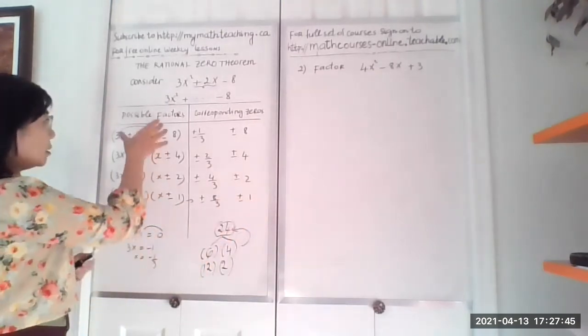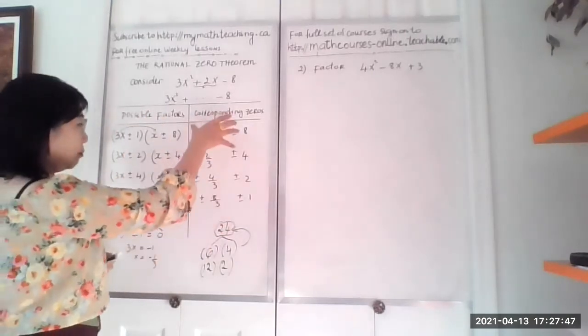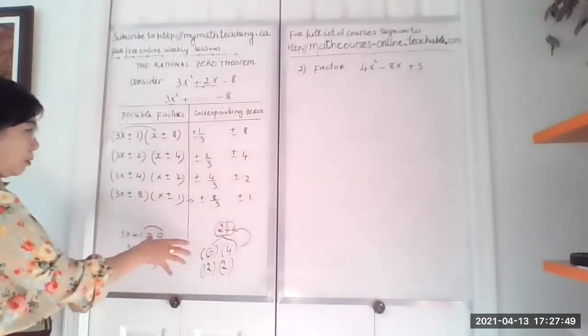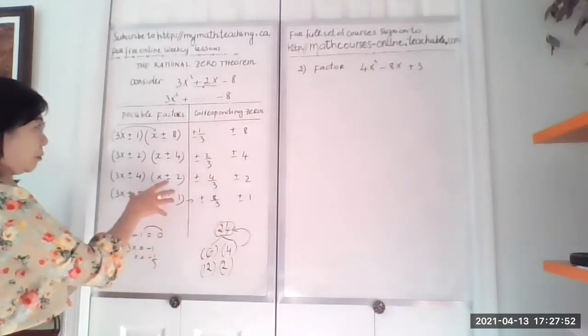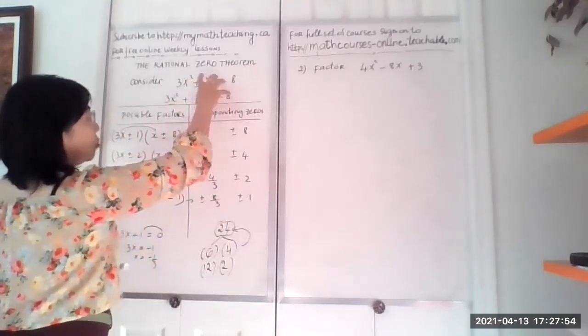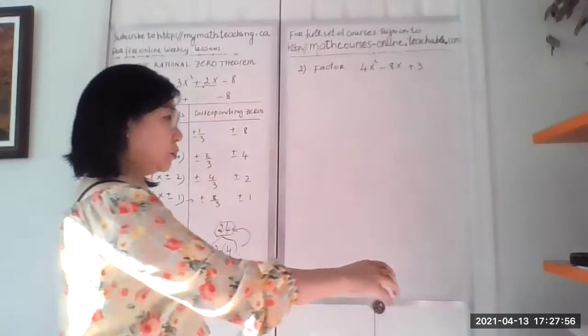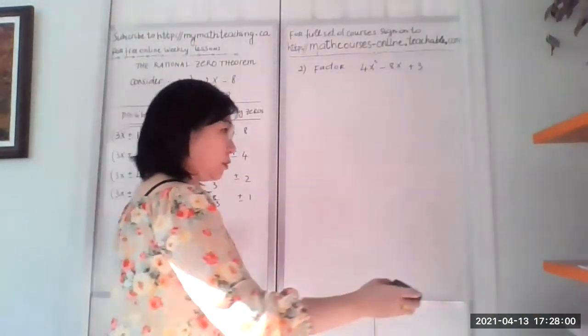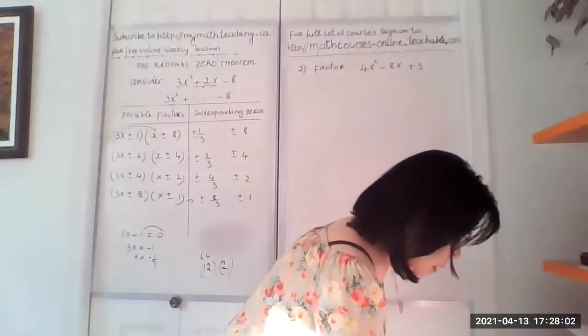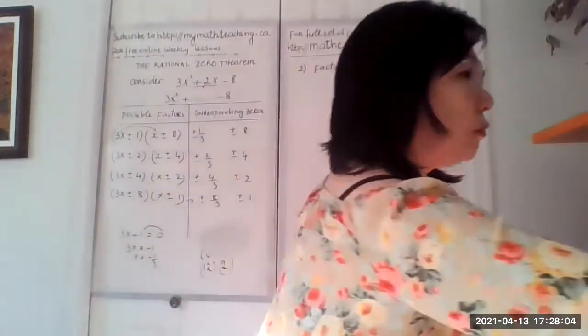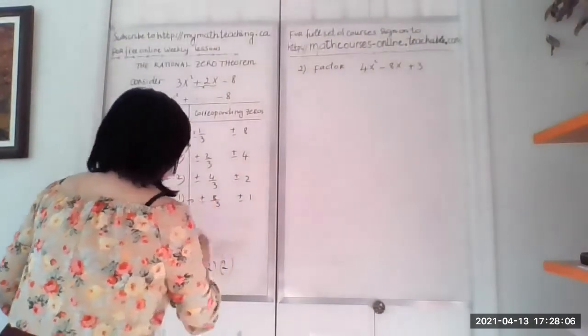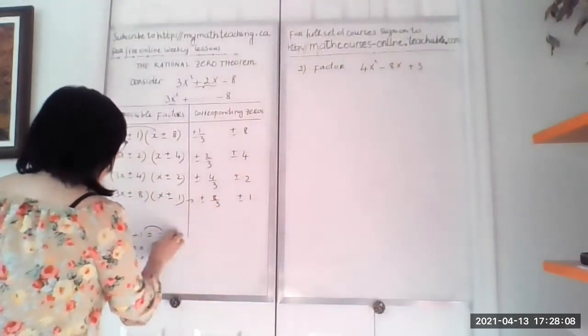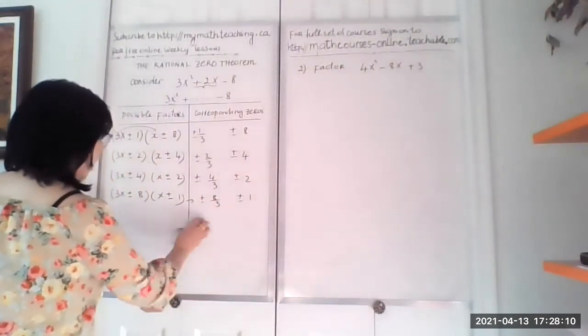So these are the possible factors and possible corresponding zeros, which are the x-intercepts of this polynomial function. So basically that is it. But why do we bother to do all of this? Let me get into the next level.